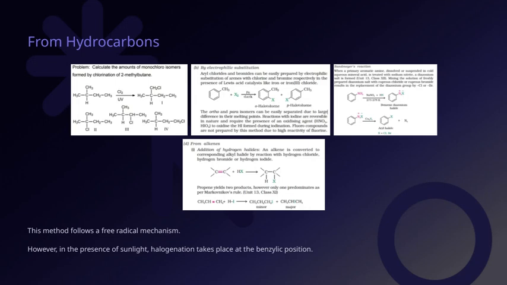However, in the presence of sunlight, halogenation takes place at the benzylic position. This is a crucial point because the sunlight provides the energy needed to initiate the reaction. The process follows a free radical mechanism, which means that radicals are key intermediates here. From hydrocarbons, this reaction specifically targets the benzylic carbon, which is the carbon directly attached to the aromatic ring. This makes sense because the benzylic position is particularly reactive under these conditions.